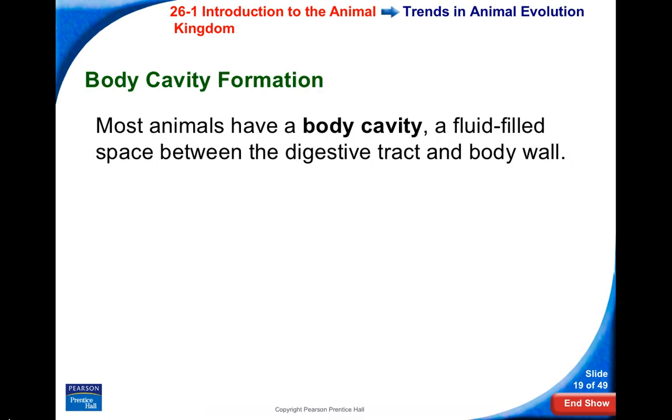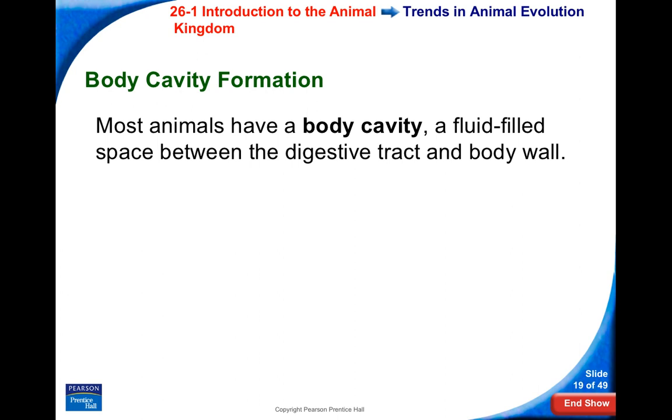Okay. And then lastly, the fourth trend is body cavity formation. Most animals have a body cavity, which is just this fluid-filled space between the digestive tract, which is like the inner tube running from mouth to anus, and then the body wall.